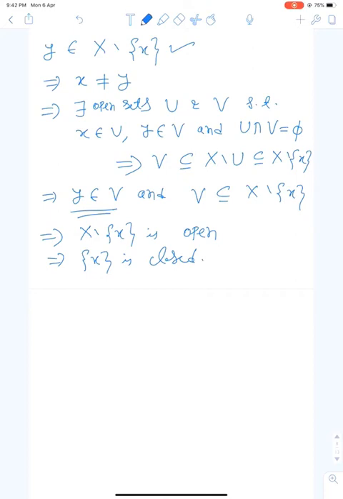Okay. So now we will prove that the topological space R_L is normal. See the theorem: the topological space R_L, that is the lower limit topology, is normal. Okay, here is the proof.